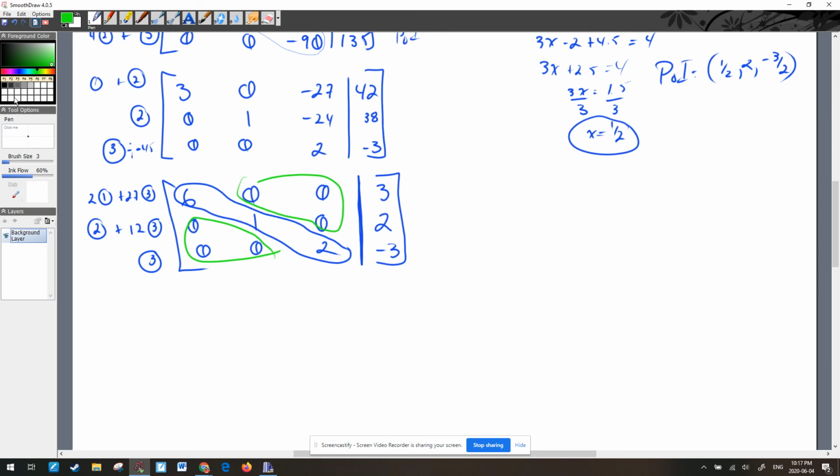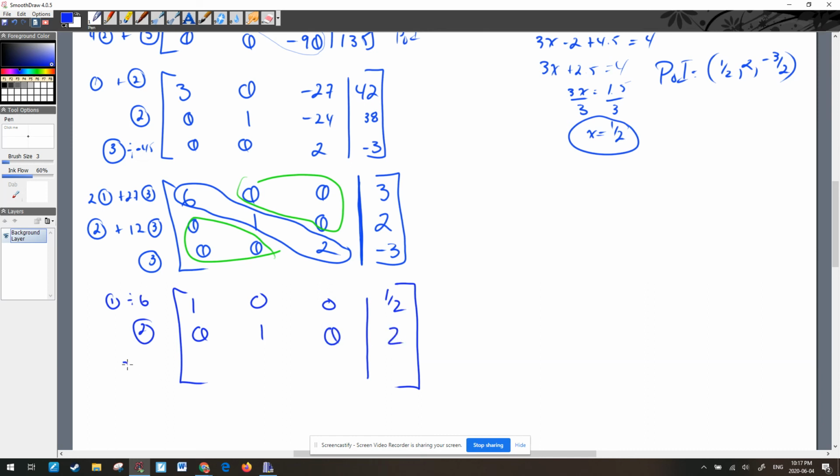But to be true and proper in our row-reduced echelon form, we need to get the diagonals to be 1s. So I'm going to take row 1, and I'm going to divide it by 6. So 6 divided by 6 is 1, 0, 0, a half. Row 2 has played their part very nicely. It is 0, 1, 0, and that's 2. And then row 3, we're going to divide that by 2. So 0, 0, 1, and negative 3 halves.